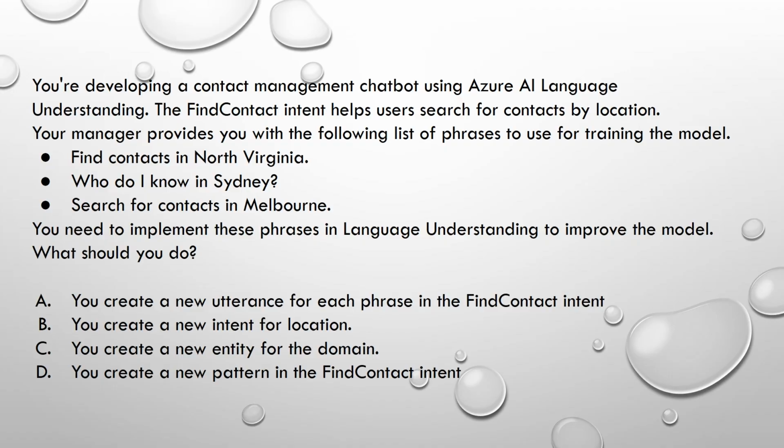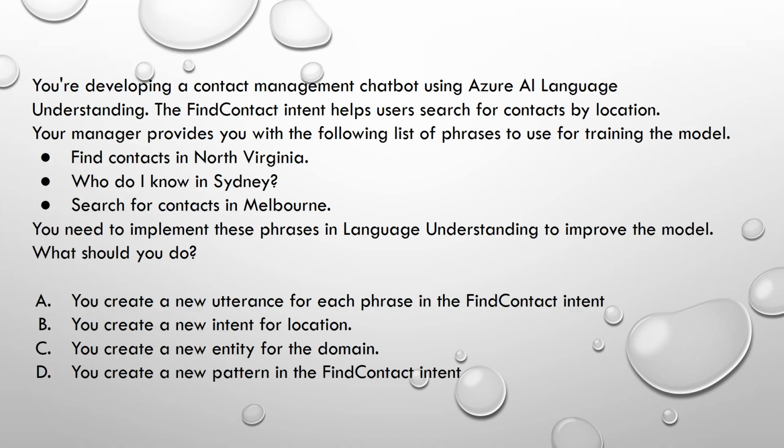You are developing a contact management chatbot using Azure AI Language Understanding. The FindContact intent helps users search for contacts by location. Your manager provides you with the following list of phrases to use for training the model. Find contacts in North Virginia. Who do I know in Sydney? Search for contacts in Melbourne. You need to implement these phrases in language understanding to improve the model.